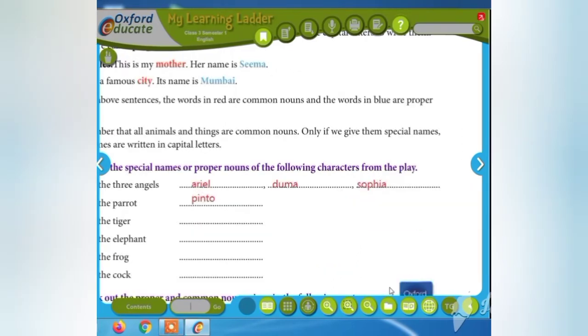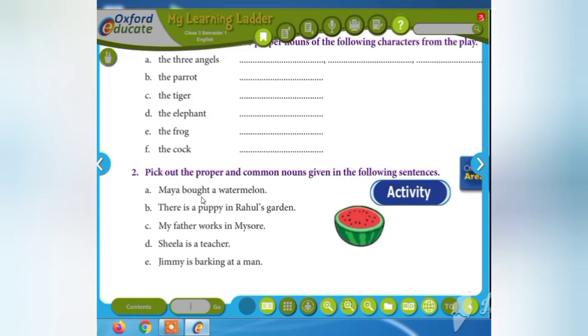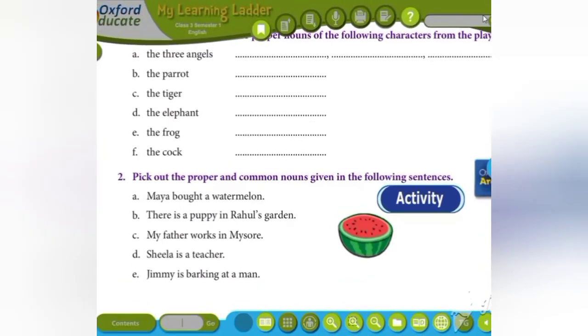Now we shall move to the next exercise. Yes, so already I have taught you proper noun and common noun. So pick out the proper and common nouns given in the following sentences. Okay, so here are 5 sentences given and you have to just mark the proper and common nouns. Okay, so Maya brought a watermelon.